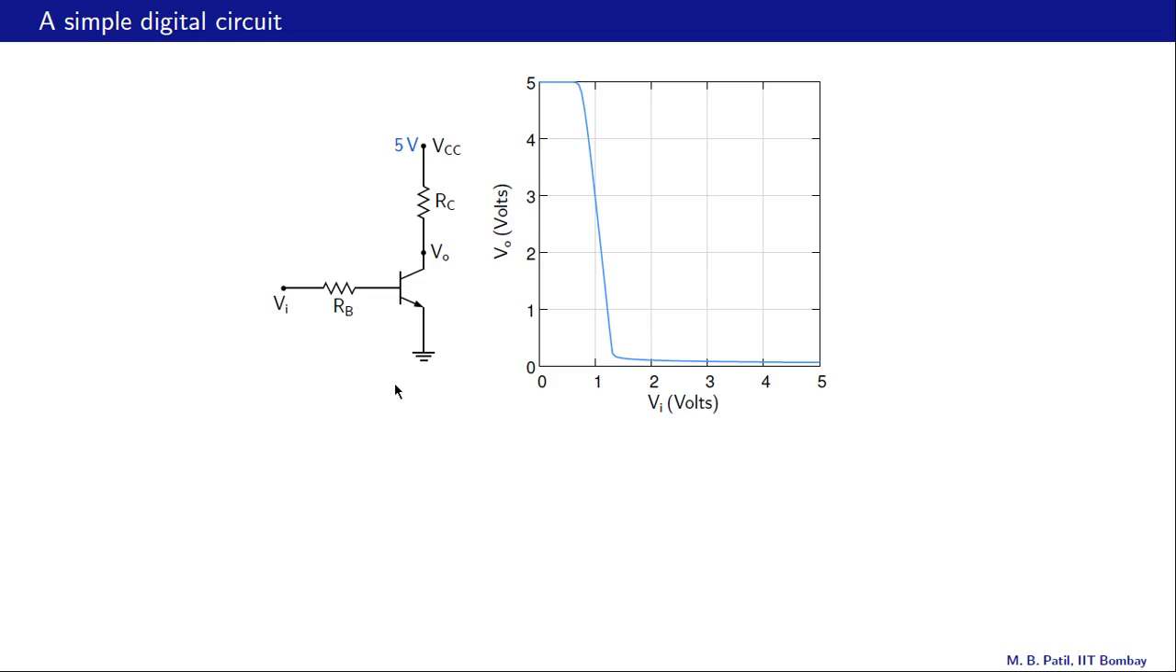Let us take another look at this BJT circuit, which we have looked at earlier, but now we will look at it in a different context, namely as a digital circuit. This is the input voltage, that is the output voltage, and this graph here shows VO as a function of VI. If Vi is low, that means somewhere in this region, then VO is high, as we can see here, it's 5 volts. And if Vi is high, somewhere in this region, then VO is low, something like 0.1 volts or 0.2 volts.